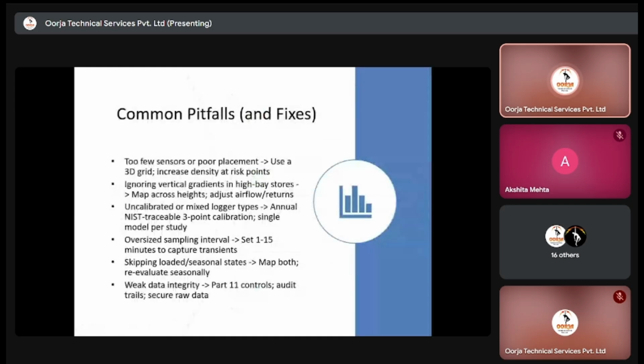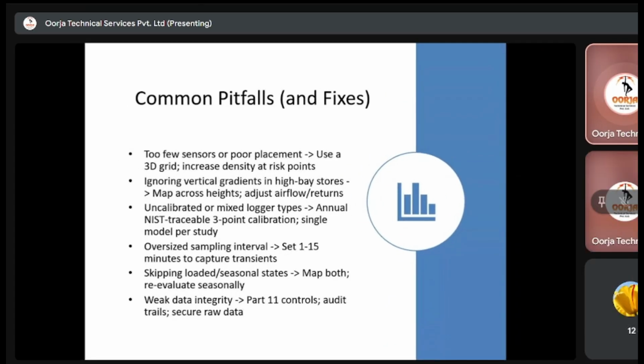The important part: common pitfalls. Common pitfalls means the major case scenarios where the mapping is basically impacted due to some unawareness, or we can say some negligence or the like. So these are some common pitfalls.